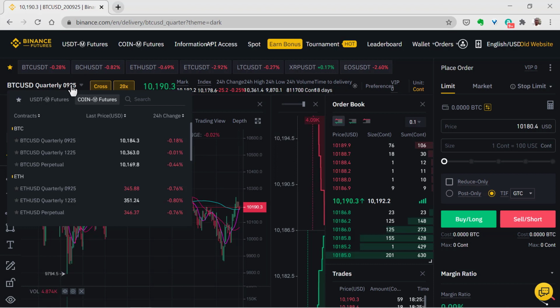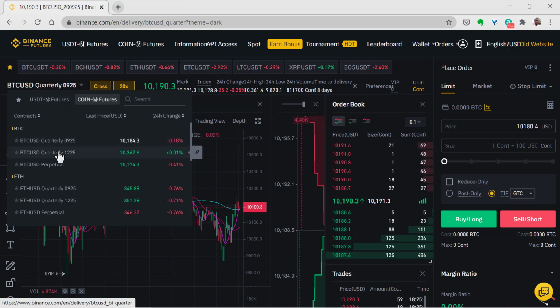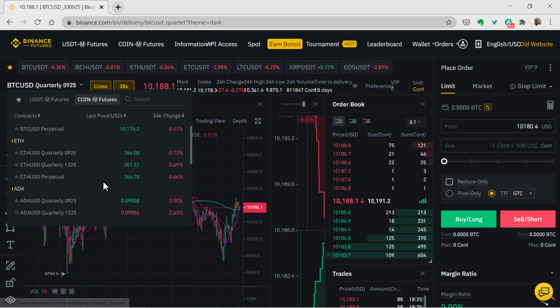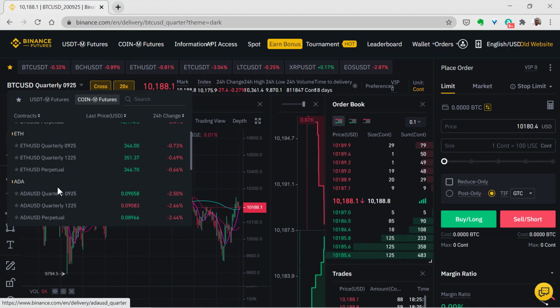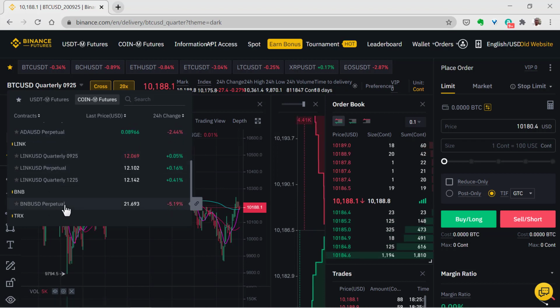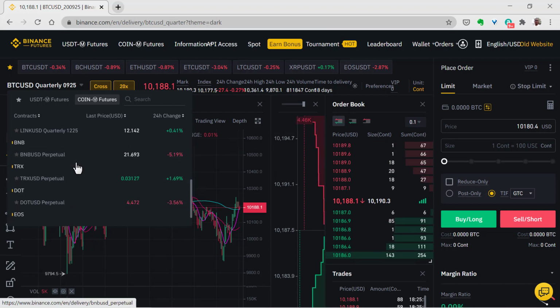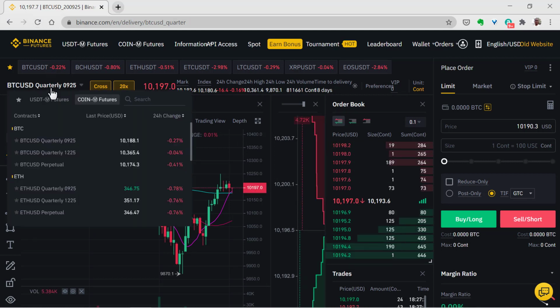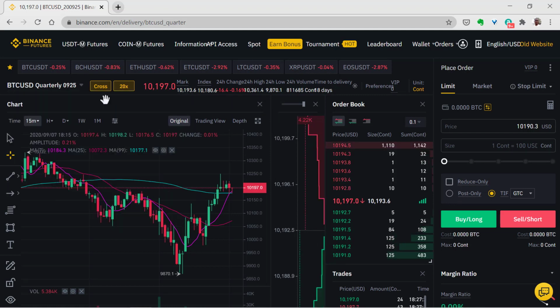or the menu bar. So here you can select the contract you want to trade. Here we can see there are only 2 crypto quarterly contracts. You have Bitcoin USD, ETH USD, Cardano USD, Link USD, BNB, but the rest are perpetual contracts. But for now, let's take a look at the BTC USD quarterly contracts.